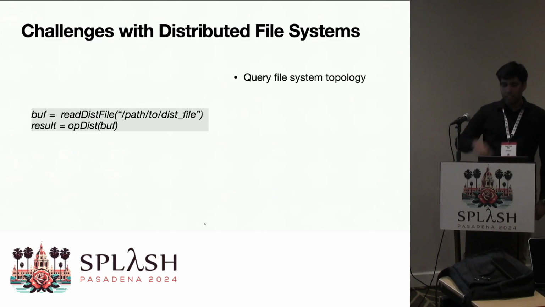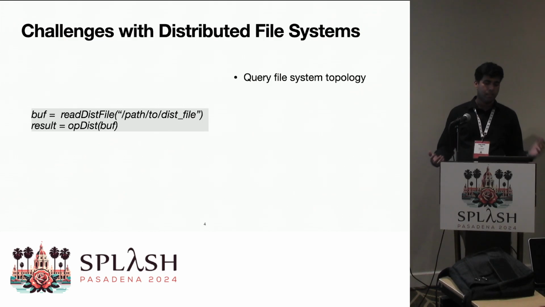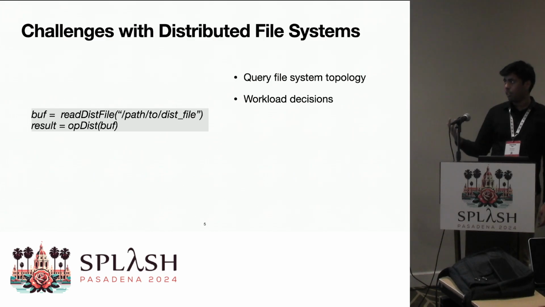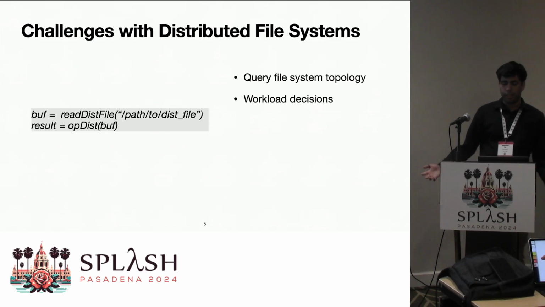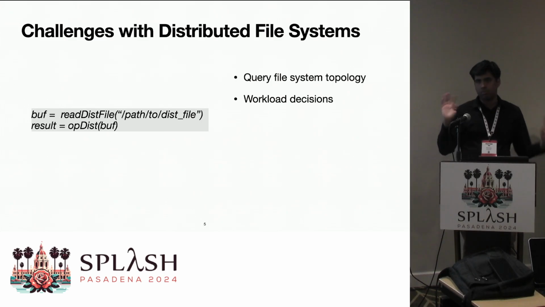First, the distributed file system topology needs to be queried. Usually a file stored on a distributed file system is not simply a contiguous block of bytes, but stored in some special way. After that, several workload decisions need to be made, like deciding which node to read a particular chunk of the file from, figuring out which part of the file needs to be read from which node, and minimizing any data race conflicts if that needs to be handled.